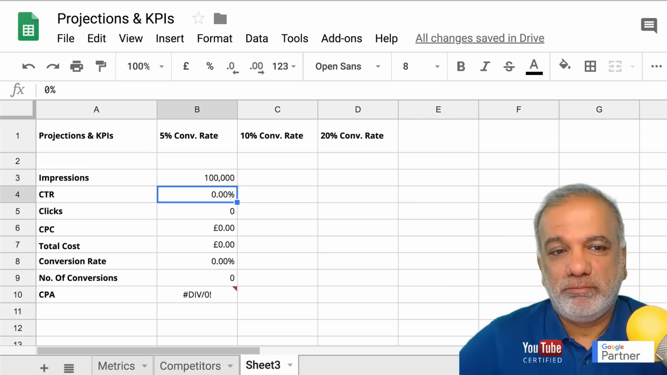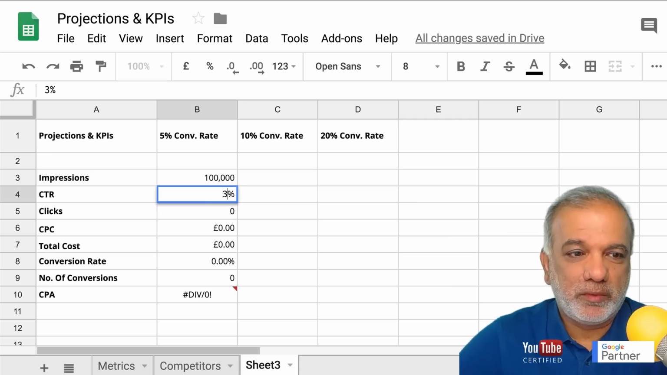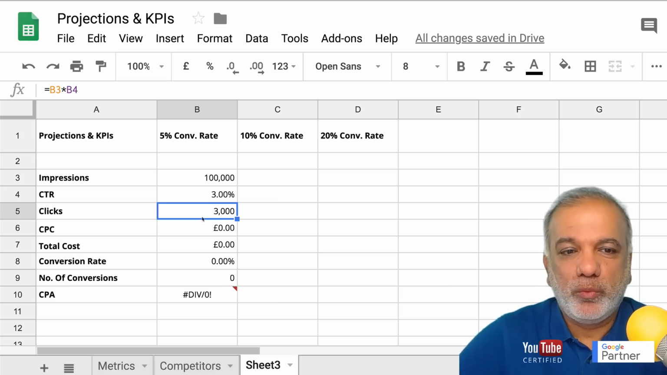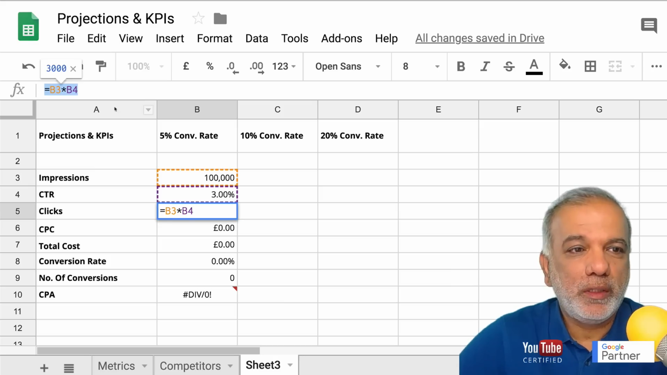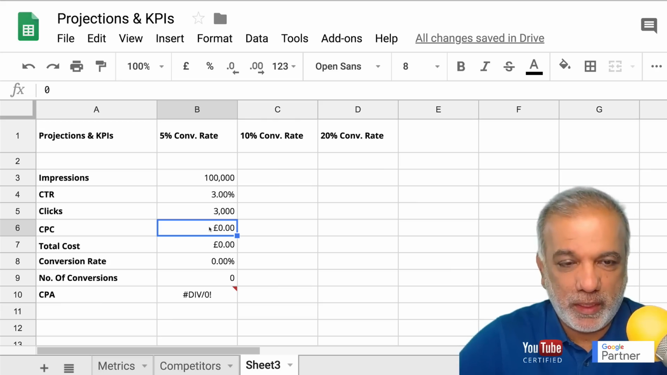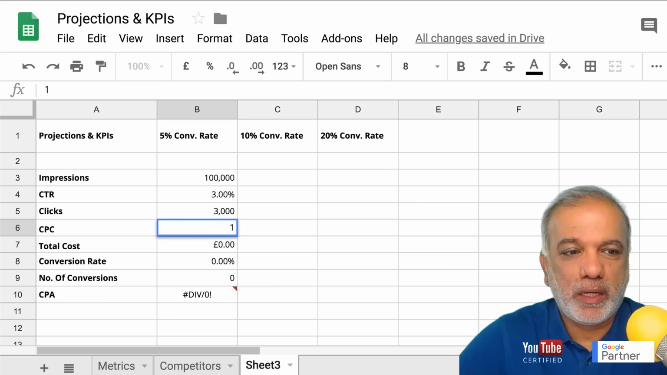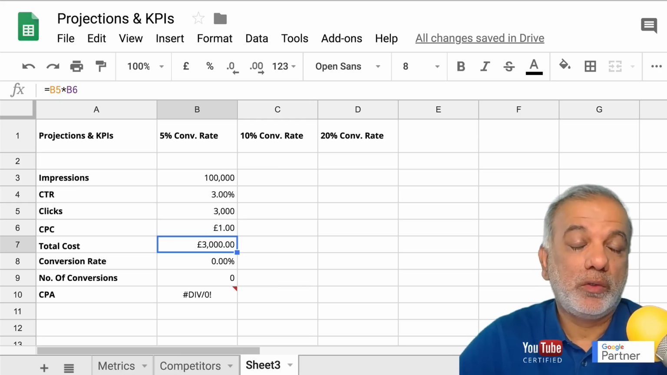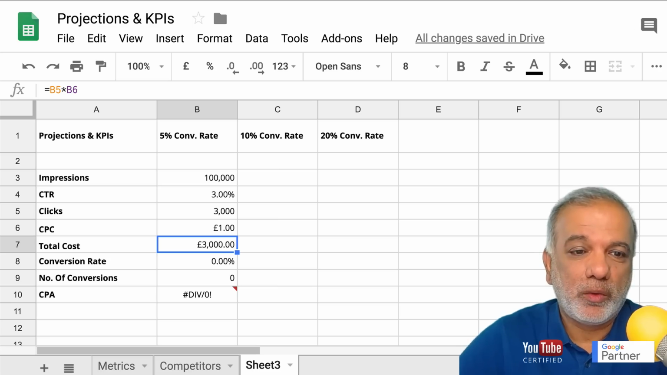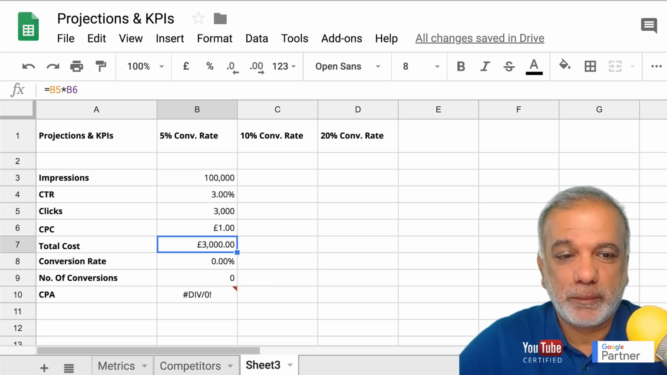Then let's say my CTR is 3%. So we get 3,000 clicks or visitors to our website. And to work out these numbers is fairly straightforward. You can see that's the formula: B3 times B4 equals 3,000. Let's keep things very simple, and my cost per click is £1, which gives me a total cost or total budget of £3,000. It depends on whether you want to run it on a weekly basis or a monthly basis. That's up to you.